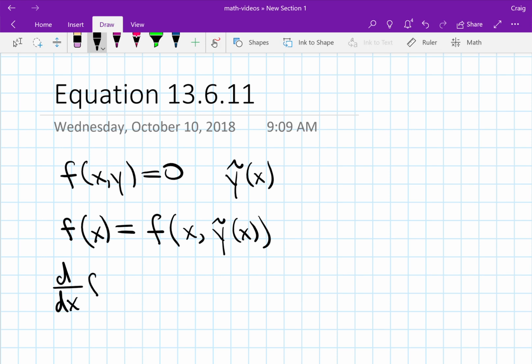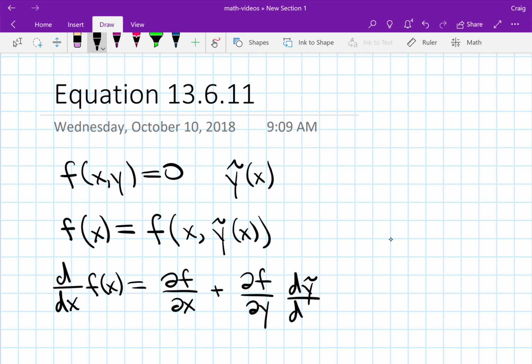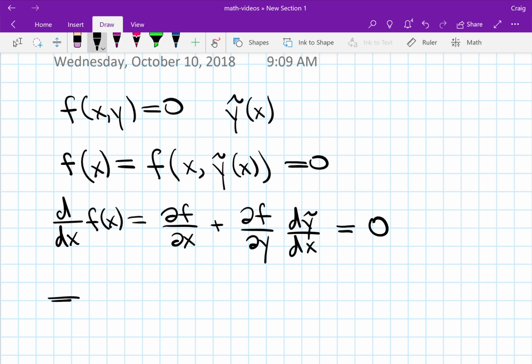I can take the total derivative of f of x, y tilde of x with respect to x, and then, just like before, I can use the chain rule. So this is the partial of f with respect to x plus the partial of f with respect to y, and then I have the derivative of my implicit function with respect to x. So this is simply the chain rule, but since f is always 0, at any given x, its derivative certainly has to be 0 if it itself is always 0, so this has to be equal to 0.